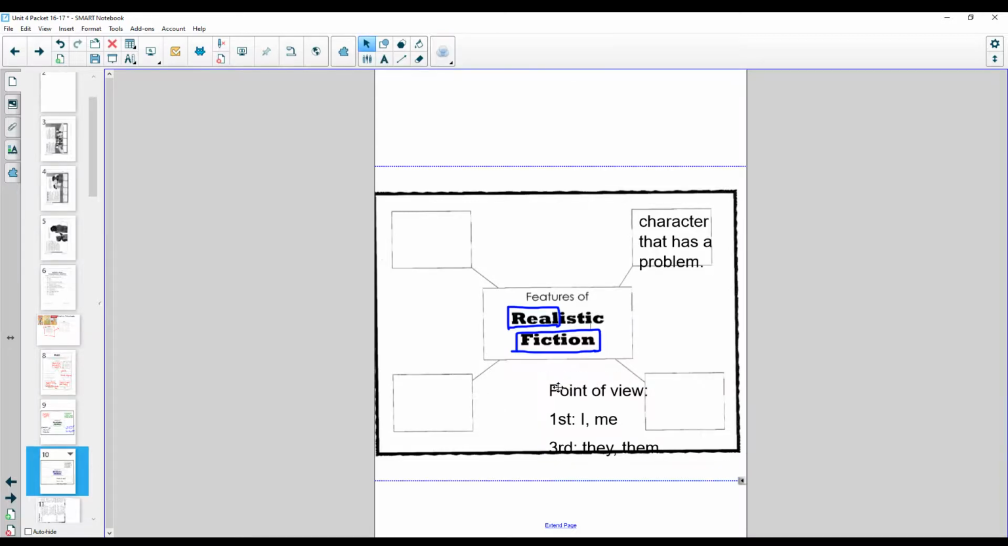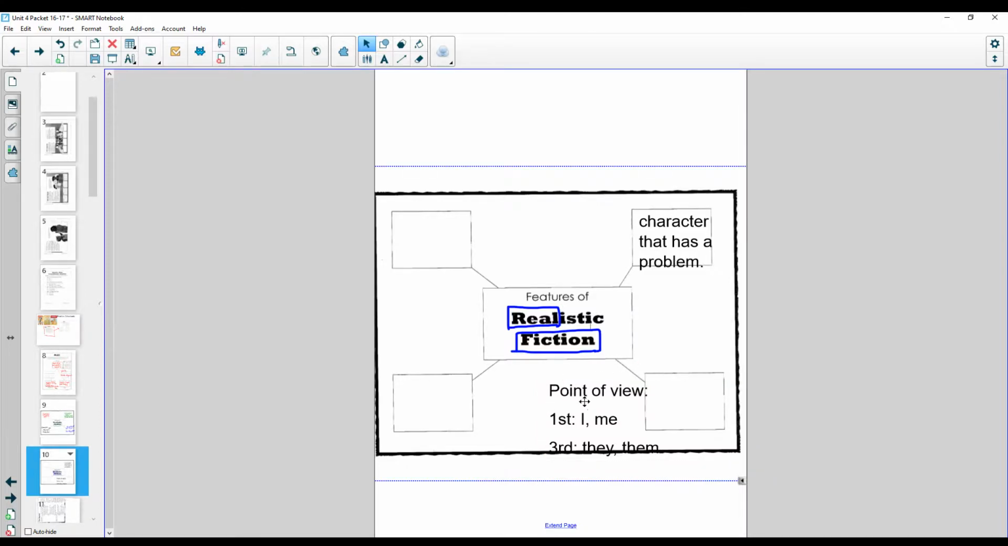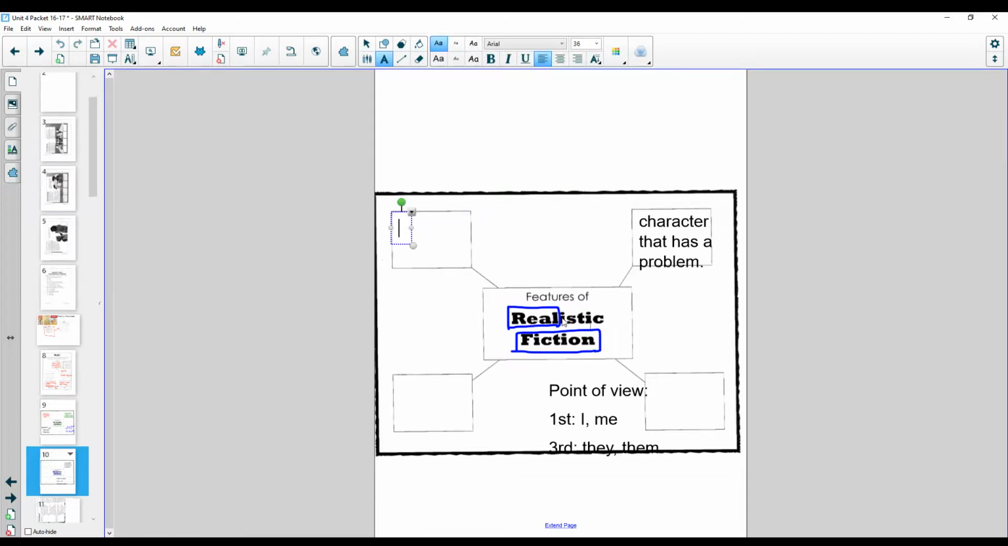Sorry, I cannot move it. The computer is being fussy today. Sometimes that happens. That's going to go in that box. All right, and let's do another one.